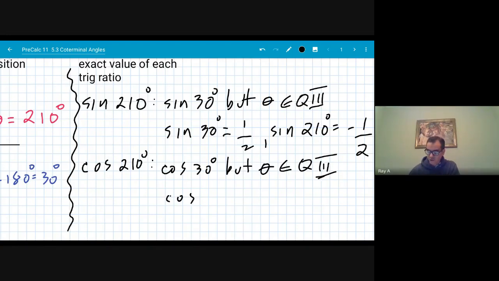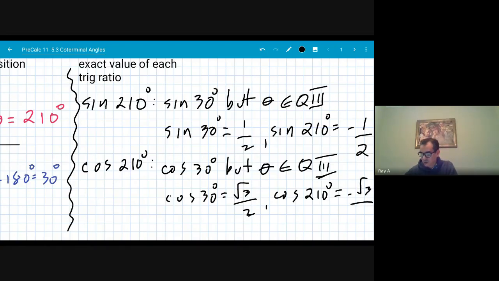The cosine of 30 degrees is equal to root 3 over 2. Now, if you use a calculator, it will give you a decimal. Avoid doing that. Avoid using your calculator, especially if you are being asked for an exact value. Since it is in quadrant 3, the cosine of 210 degrees is negative, so that would be negative root 3 over 2.